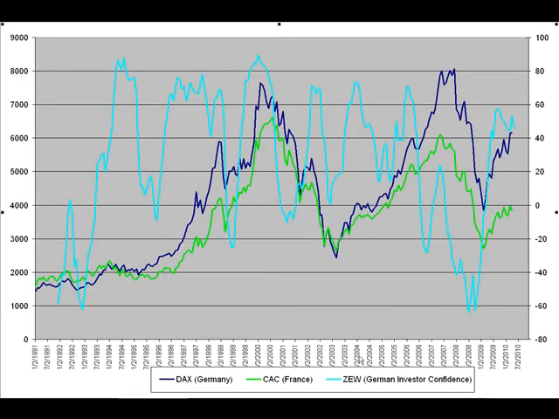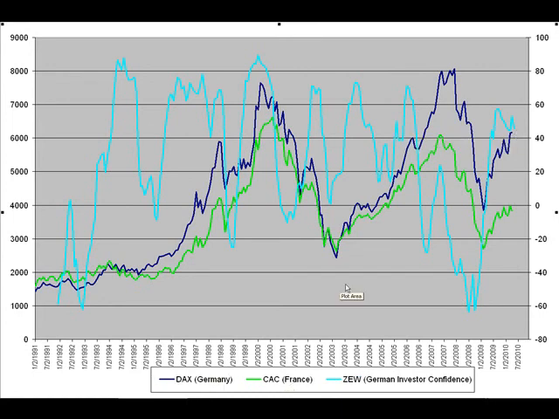We can also compare the ZEW, that's the light baby blue line, falling again to a level of 45.8, against the CAC, that's the green line, and the DAX, the equity market in Germany. The CAC is in France, the green line, the DAX, which is the blue line, in Germany. Now, there is a definite correlation. During prosperous times, when the ZEW tends to rise, equity markets in the eurozone tend to rise. When the ZEW falls, equity markets tend to fall as well. Lately, we've seen the equity markets start to turn to the downside, the ZEW also turning back to the downside as well.